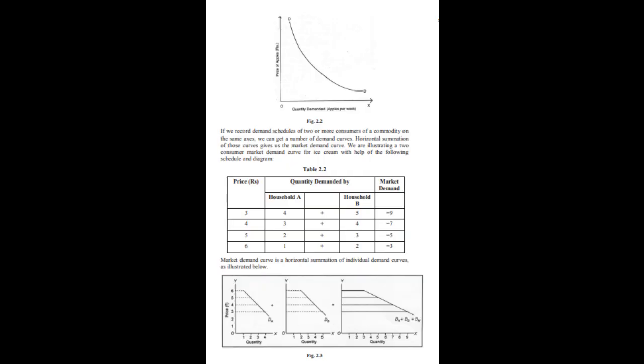Fig. 2.2. If we record demand schedules of two or more consumers of a commodity on the same axis, we can get a number of demand curves. Horizontal summation of those curves gives us the market demand curve. We are illustrating a market demand curve for ice cream with the help of the following schedule and diagram. Table 2.2. Look at the screen. The market demand curve is a horizontal summation of individual demand curves, as illustrated below.